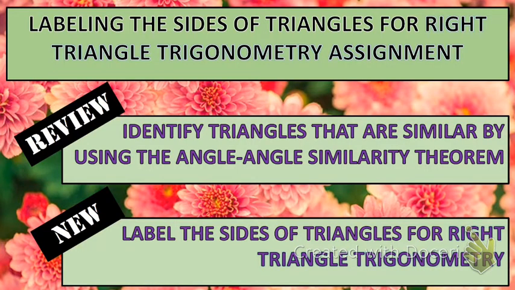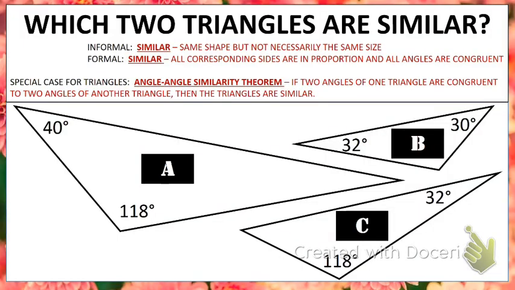We'll begin with the review of how to identify triangles that are similar by using the angle-angle similarity theorem. And then the new material will be how to label the sides of triangles for right triangle trigonometry. To begin with, we will review how to tell which triangles are similar by using the angle-angle similarity theorem, which is if two angles of one triangle are congruent to two angles of another triangle, then the triangles are similar.